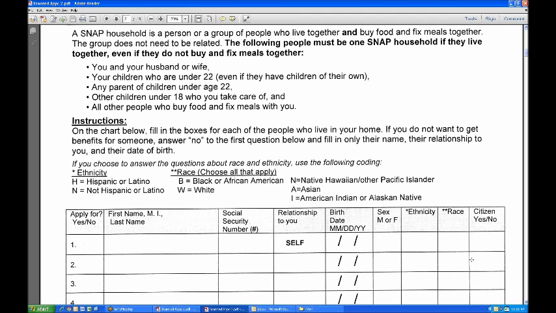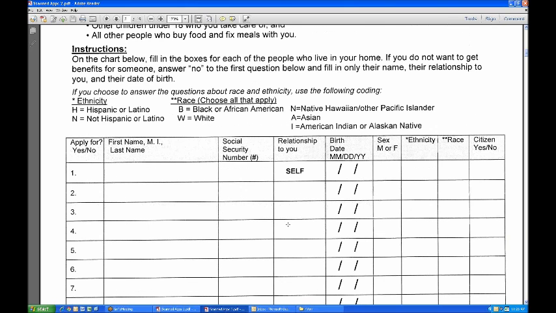So given that, you will fill out the SNAP household members in this chart here. You'll note whether you want to apply for them in this leftmost column, the social security numbers, relationship to the applicant, birthday, sex, ethnicity, race, which you can see the codes are up here for that, and whether the individual is a citizen or not.